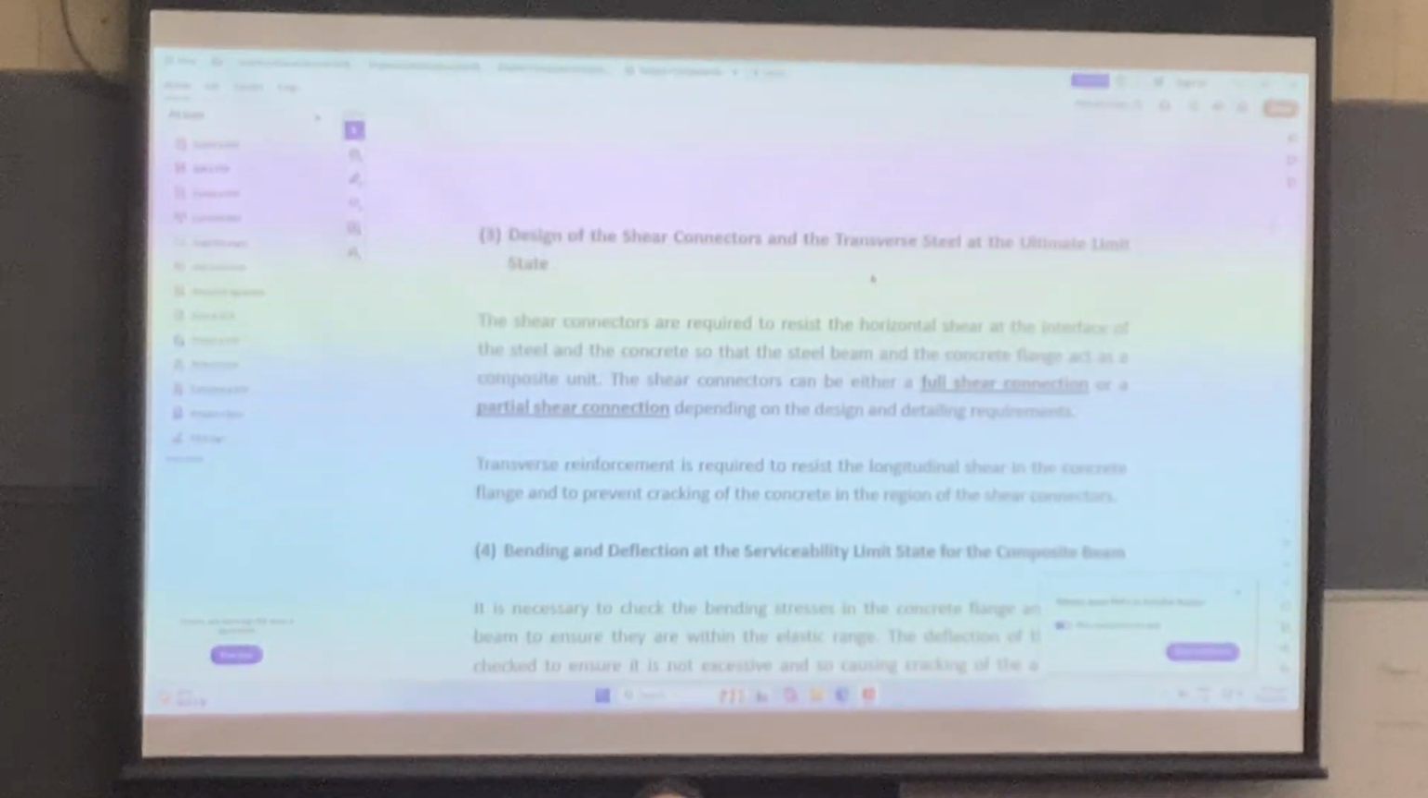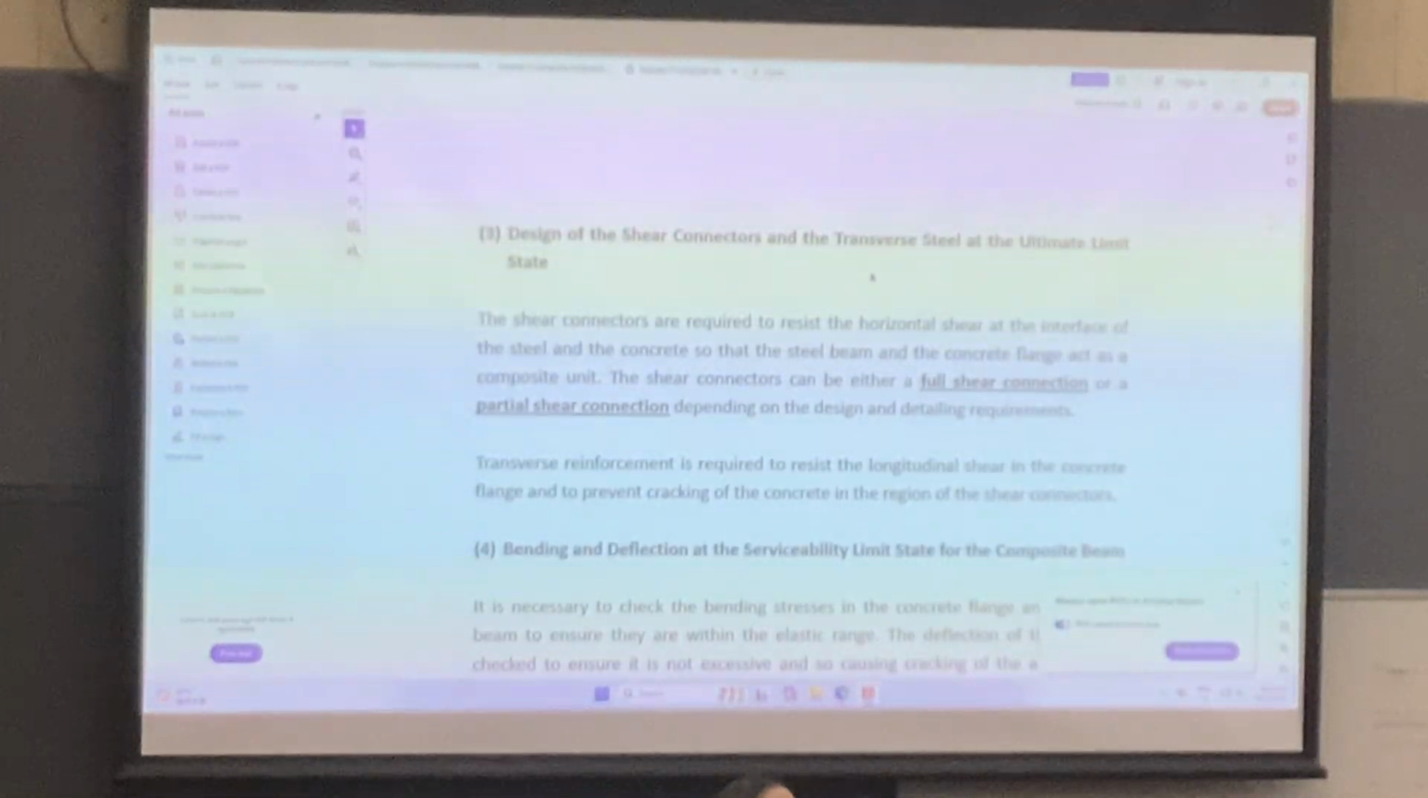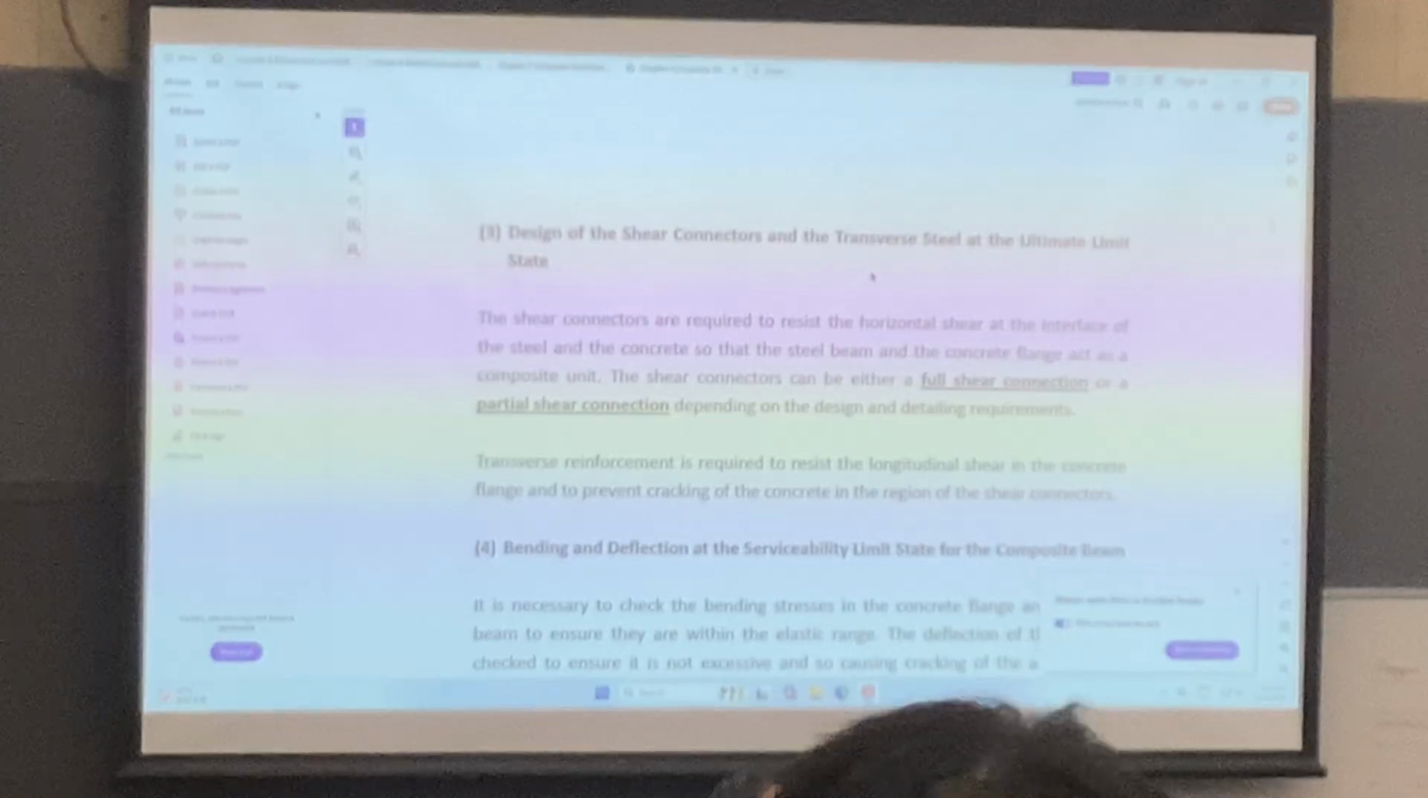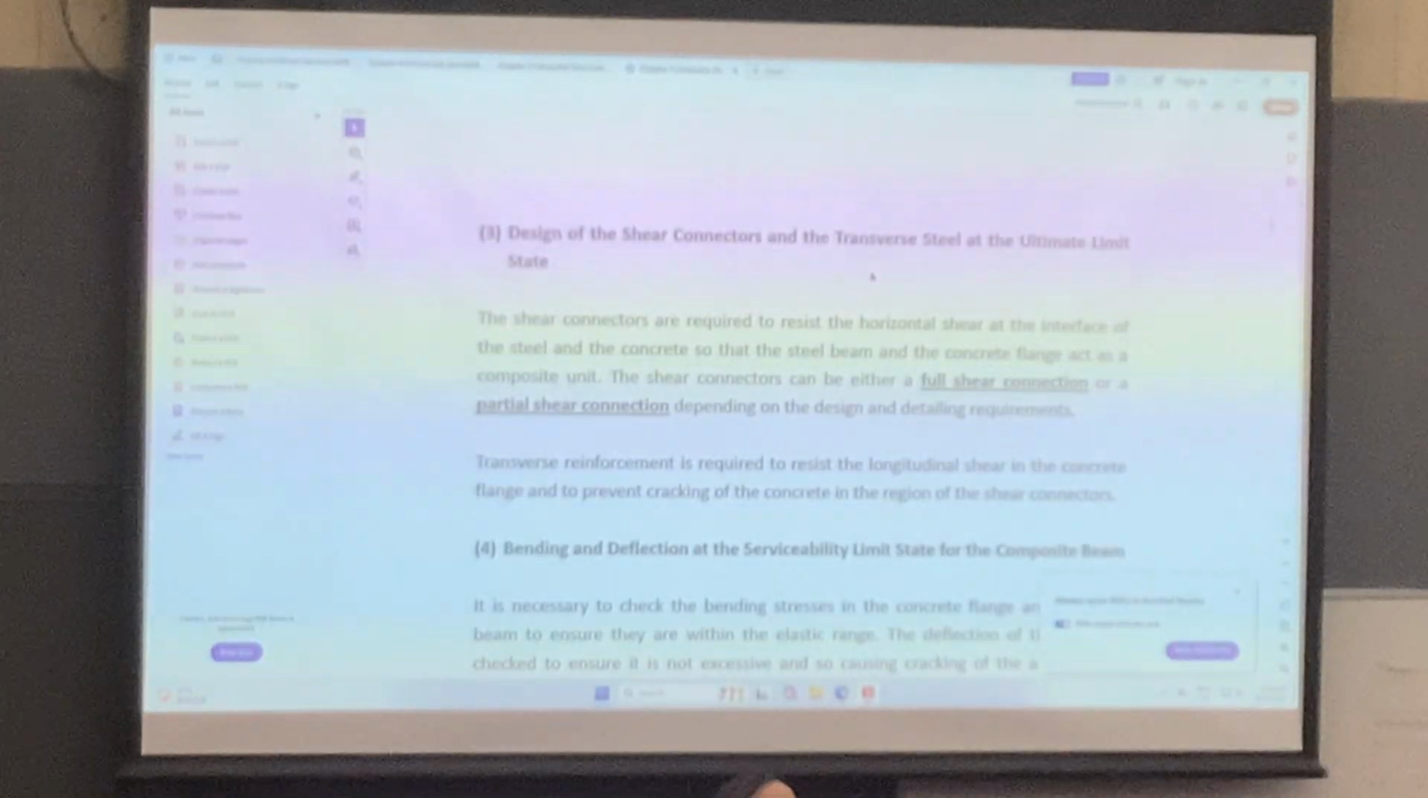And after checking the so-called composite action, that means the moment capacity and shear capacity are fine, the next thing you need to check is the shear connections. We need to check that to make sure that the concrete and the steel beam stick together and act together. So that one is important: you need to calculate how many shear studs to be installed.